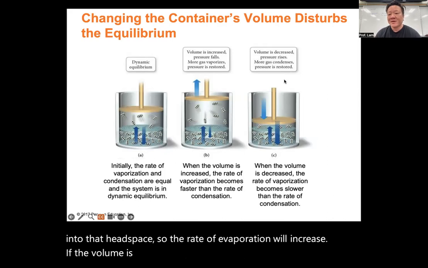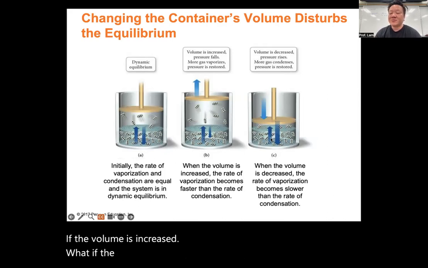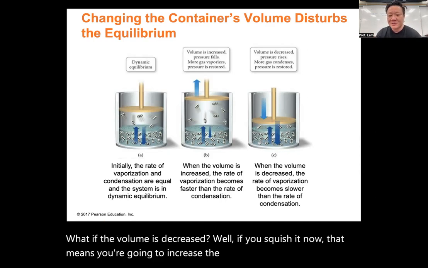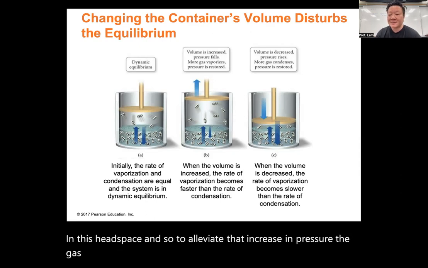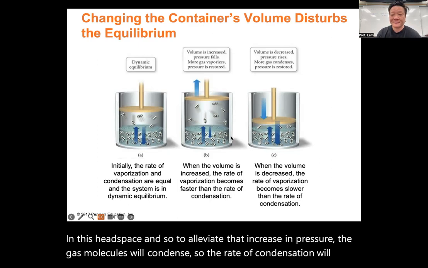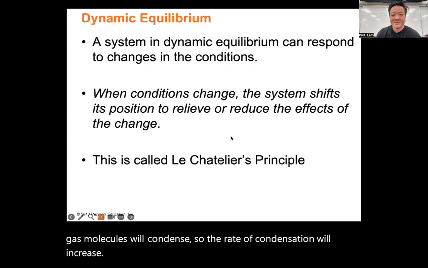Okay. What if the volume is decreased? Well, if you squish it, that means you're going to increase the gas pressure in this headspace. And so to alleviate that increase in pressure, the gas molecules will condense. So the rate of condensation will increase. Pretty interesting, right?